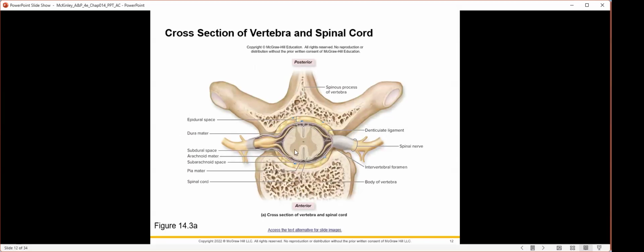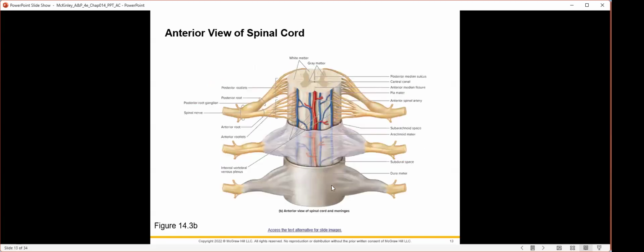And we have kind of a little cross section here. The meninges are not super well articulated in this picture, but we are going to transition to look at what all these structures are in the spinal cord. Here's our meninges, okay? Dura, arachnoid, and then we have pia touching.